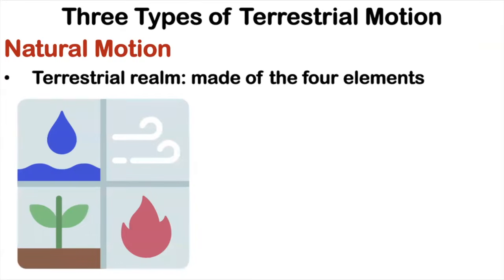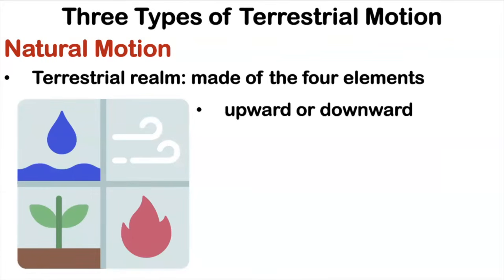The first one is the natural motion. Okay, so from the word natural, it happens, it's just there. So according to Aristotle, all things in the terrestrial realm were made out of the four elements: the air, earth, fire, and water. Okay, so their natural motion is to go back to their natural state, depending on the element that composed them. So basically, the motion was either upward or downward.